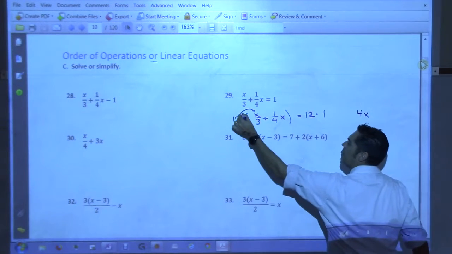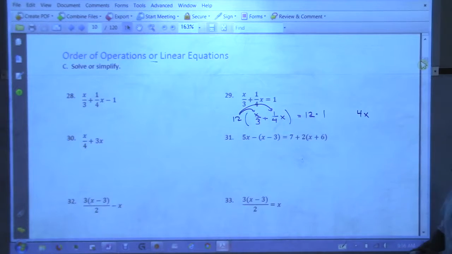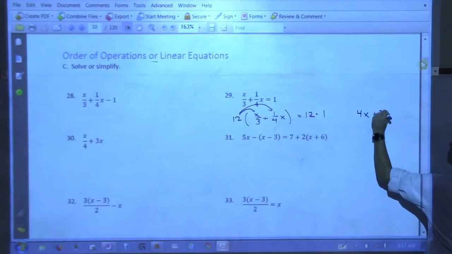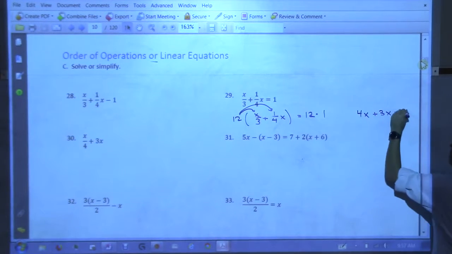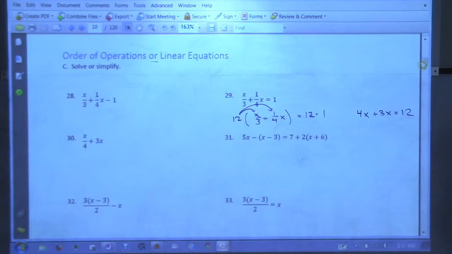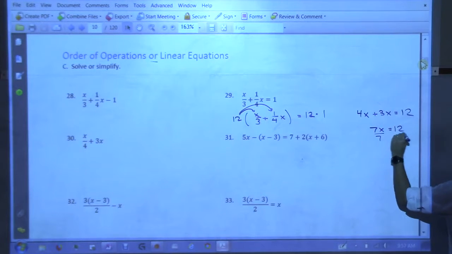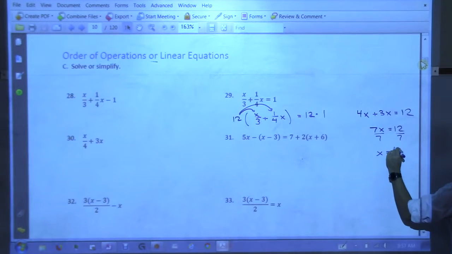And then when I go here to here, what happens? I get 3x, right? And that must equal 12, right? 12 times 1 on the right-hand side. Add the 4x and 3x together, you get 7x equals 12. And then finally, you divide both sides by 7 to get x is 12 over 7.